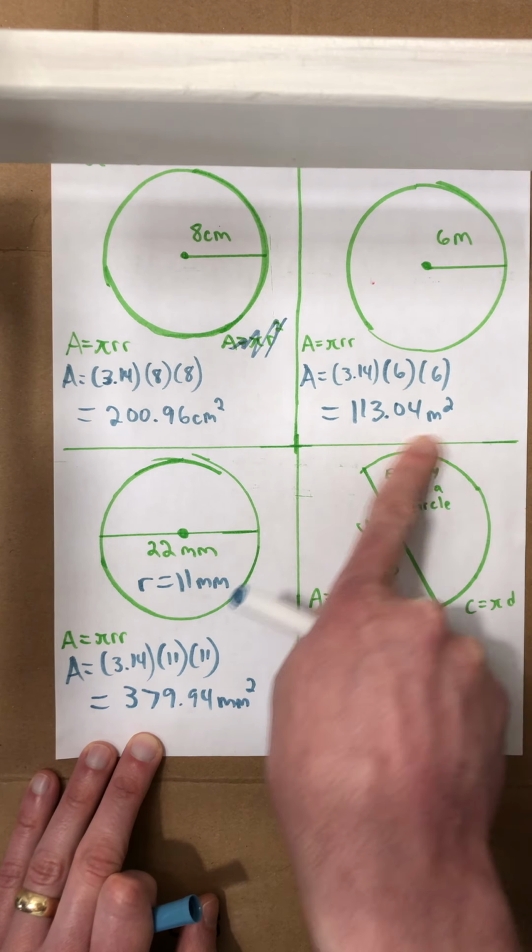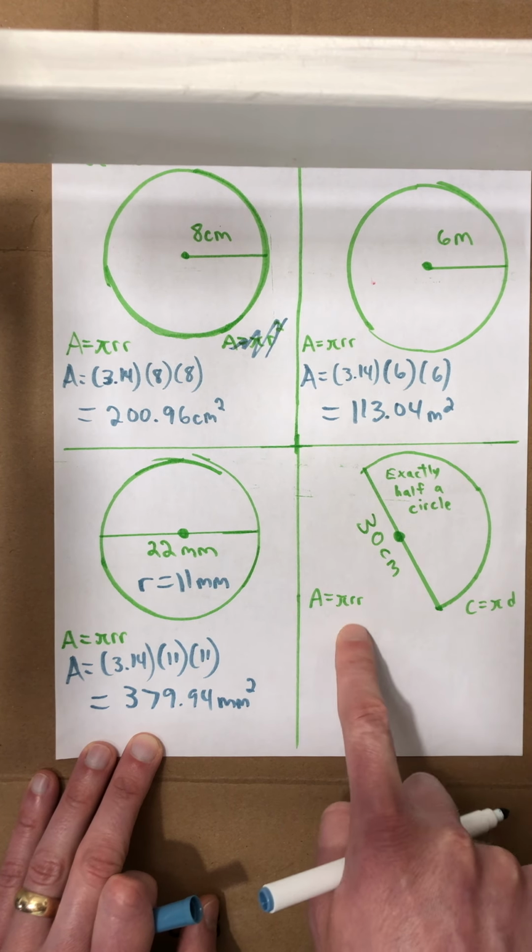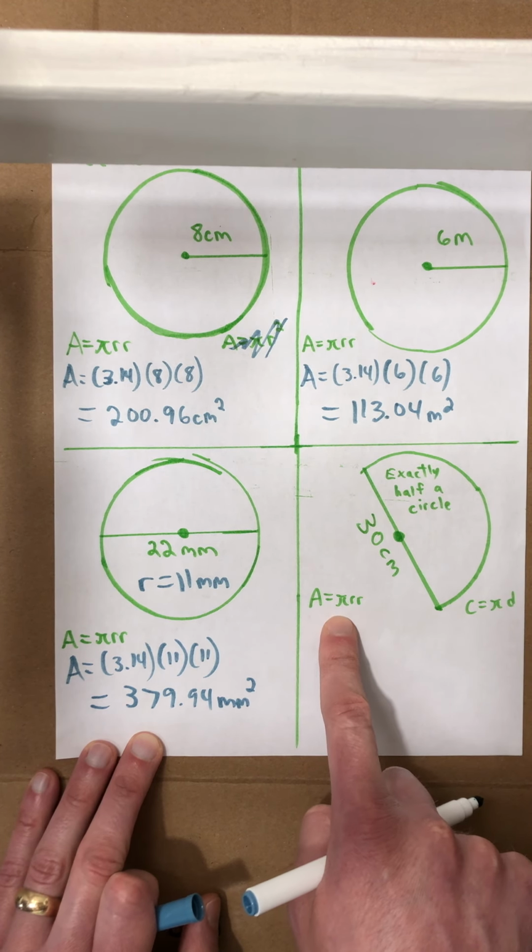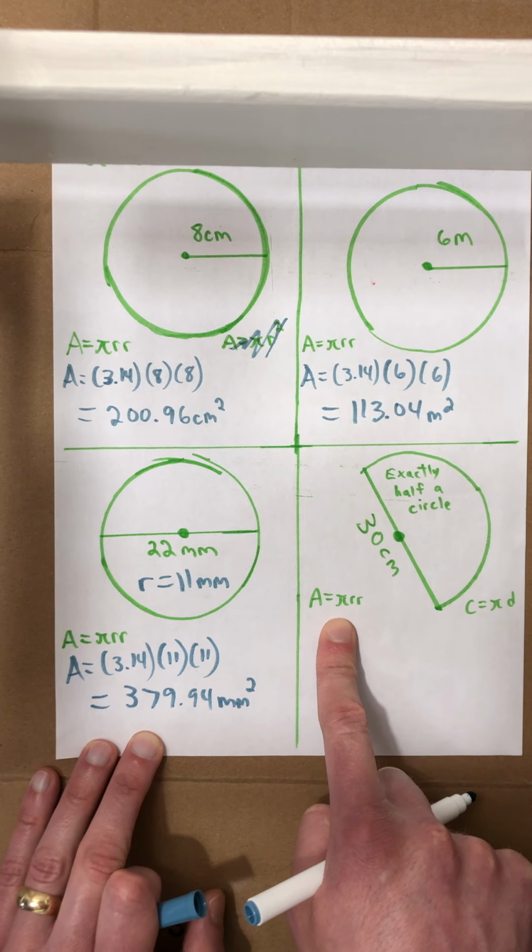Now, what if you have exactly half a circle and you want to find the area of it? Well, we still do the same formula. The only thing is that at the end we cut it in half, so we're just going to divide it by 2 at the end.